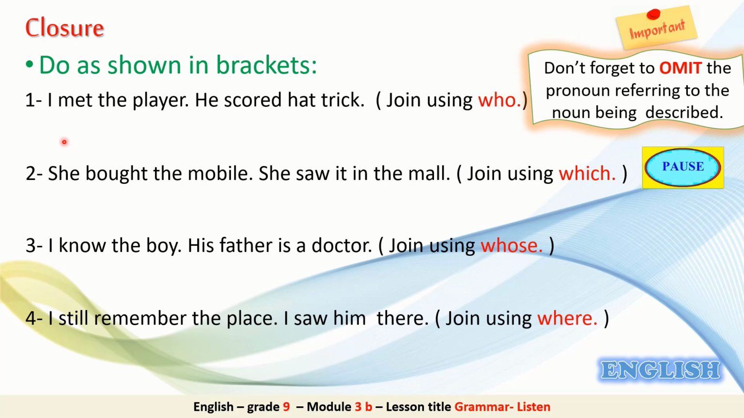Okay, now let's do the first one. I met the player, he scored hat-trick. Join using who. What do you think the correct answer is? Brilliant. It's I met the player who scored hat-trick. Here, notice that we omit the pronoun he. Why? Because it refers to the noun being described. Now, could you please check your answers for the rest of the sentences?